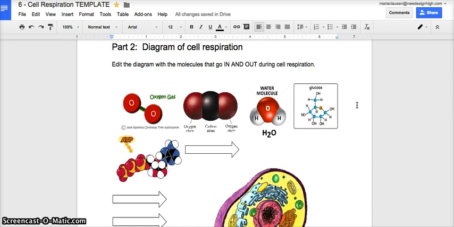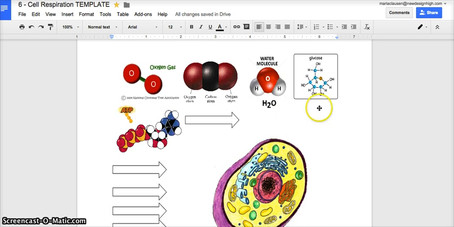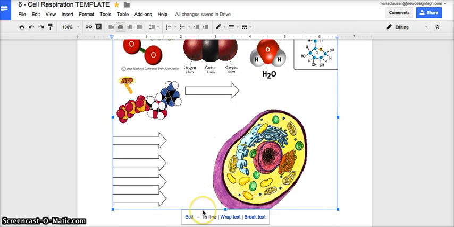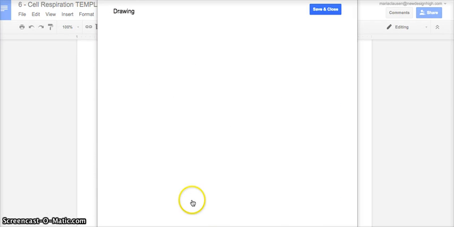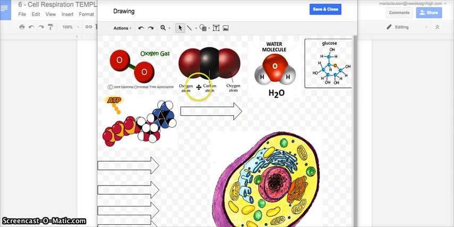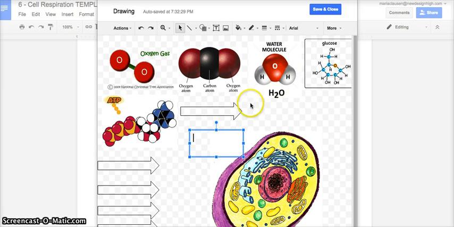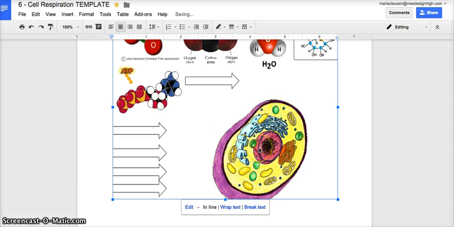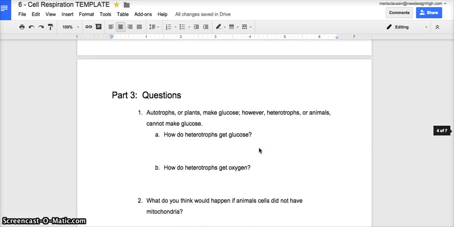Okay, part 2, diagram. By now you guys should be experts at these diagrams. You're going to edit this diagram, you're going to make it make sense for you, and one thing we should probably mention about these diagrams is if you don't like to use these arrows and you'd rather use a text box, you can pop a text box in there and just write. That's perfectly okay. You can delete the arrows. You need to make it make sense for you. I strongly suggest that you leave the pictures there because they're really helpful, and of course the picture of the animal cell here. You're going to click save and be done with that.